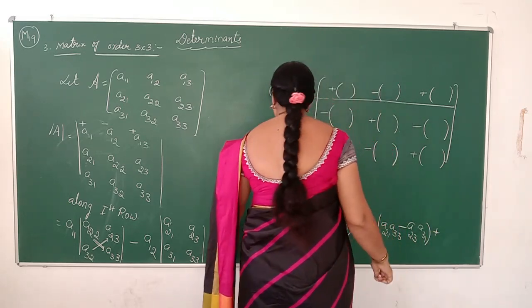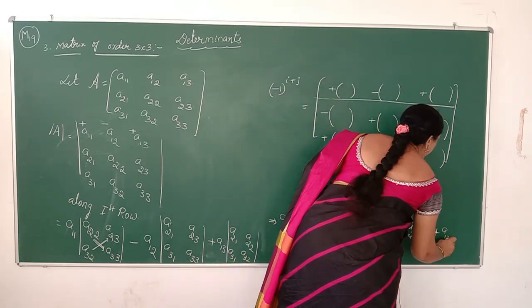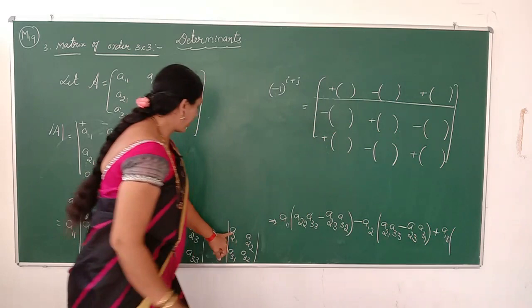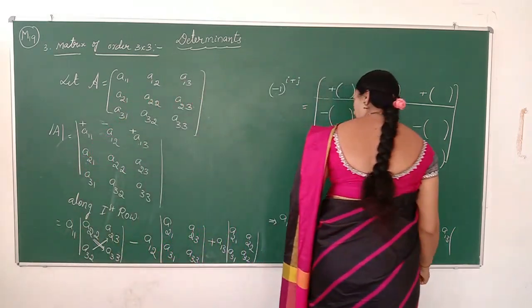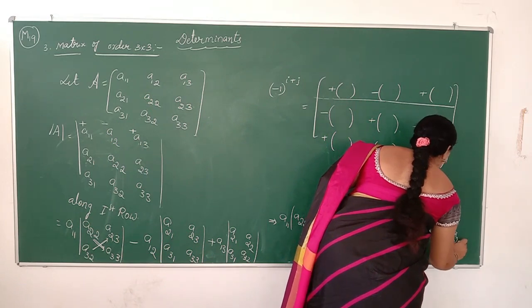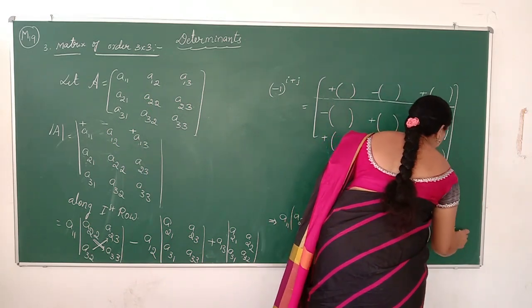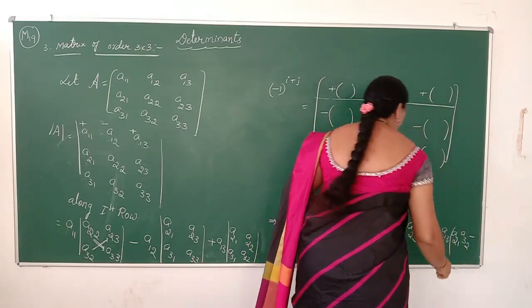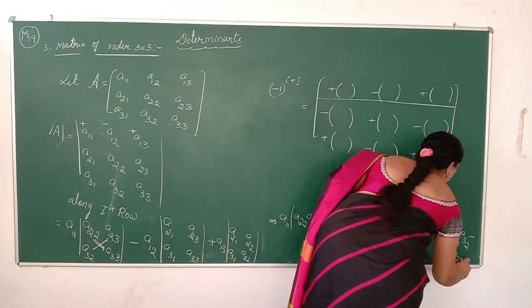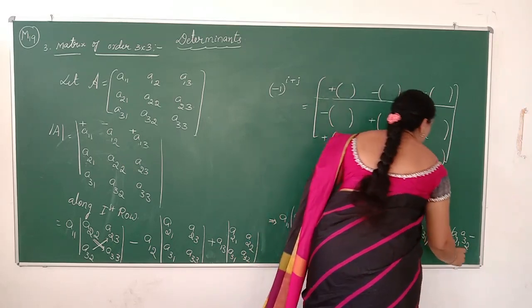Then the last element, A13 of. Again the product of left diagonals, A21 A32, minus A22 into A31.